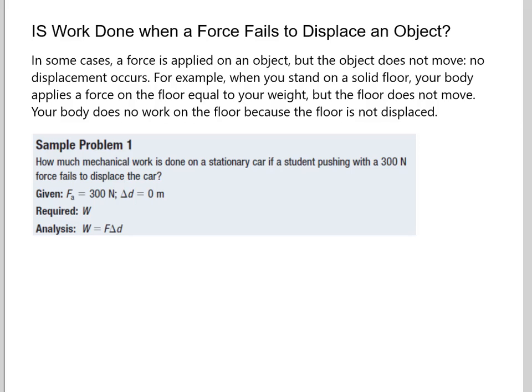Okay, so is work done when a force fails to displace an object? In short, no. When you have this delta D right here, it is zero. So it doesn't matter how hard you're pushing on that wall, that car, whatever it might be, if it doesn't move, no mechanical work done. So this is work equals zero. Right there.